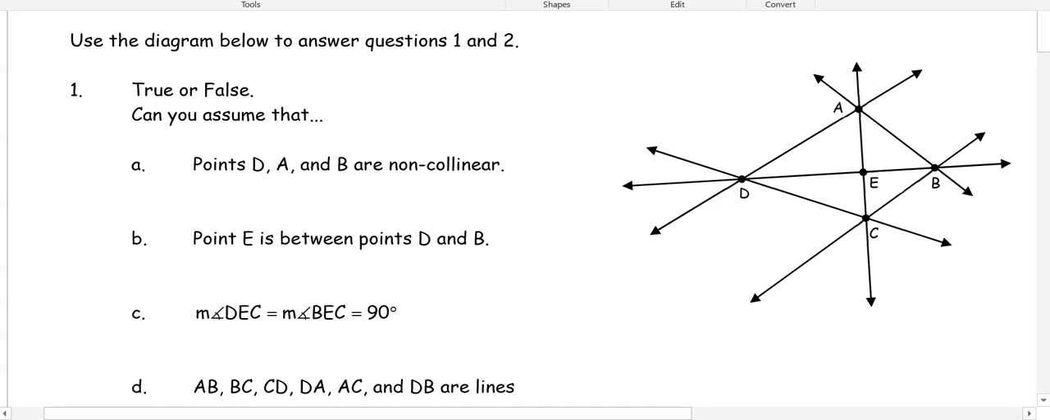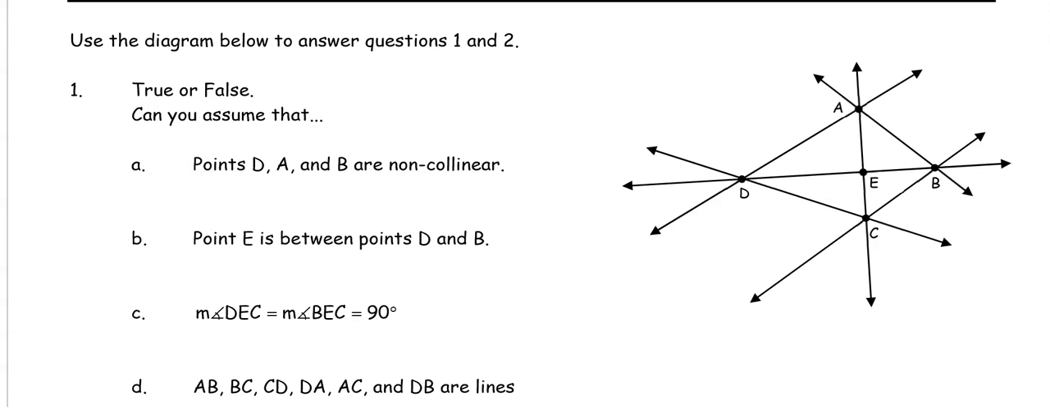This video is a quick review for our Unit 1, Quiz 1. So using the diagram, answer questions 1 and 2. In number 1, we want to say true or false, can we assume this? In letter A, D, A, and B are non-collinear. Non-collinear means they are not on the same line, which we can see they are not. So this would be true.